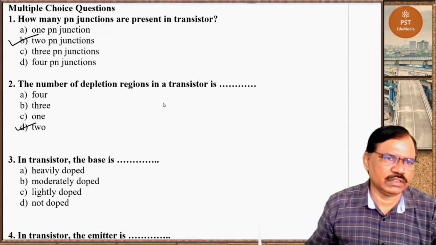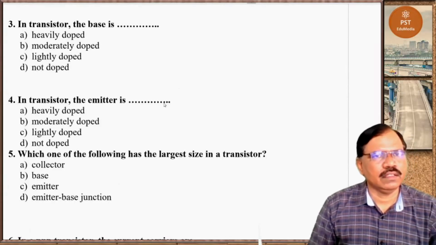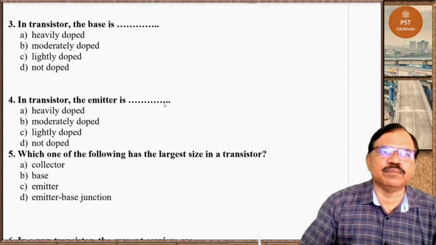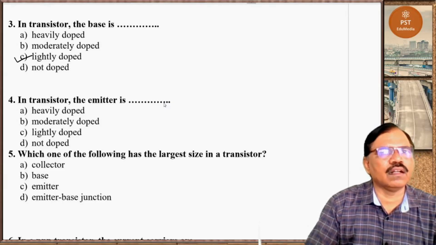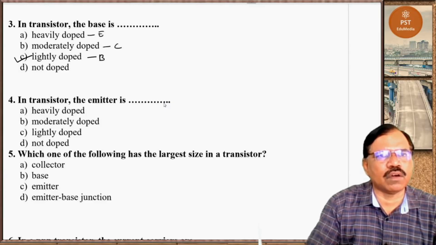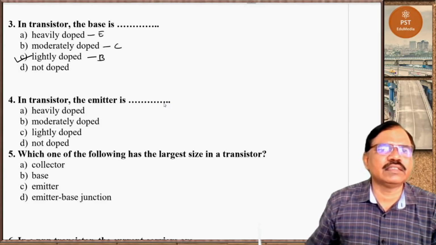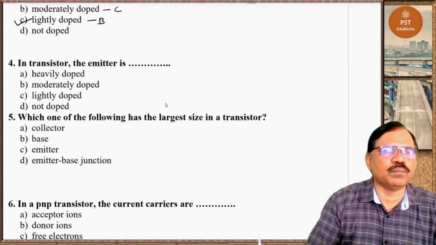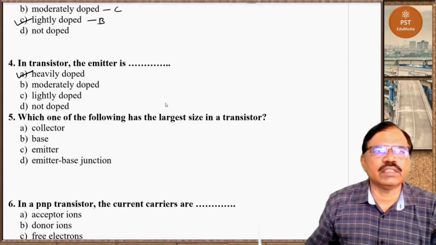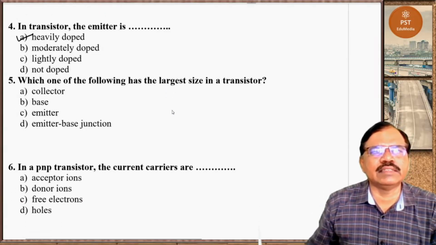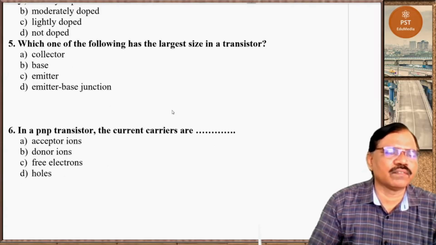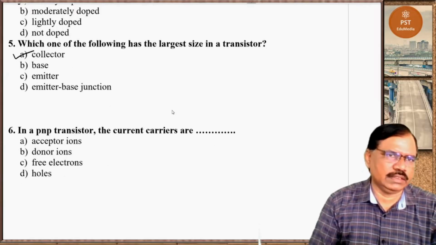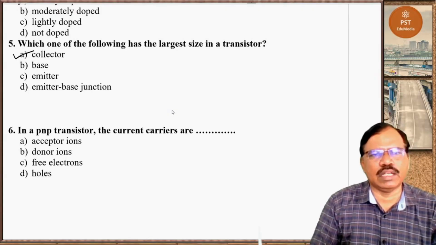Two depletion regions. Next one, in a transistor the base is lightly doped, emitter is heavily doped. So this is for emitter, this is for collector, and this is for base. In a transistor the emitter is heavily doped. Which one of the following has the largest size in a transistor? So out of three regions, collector is of the largest size, base is of the smallest size.